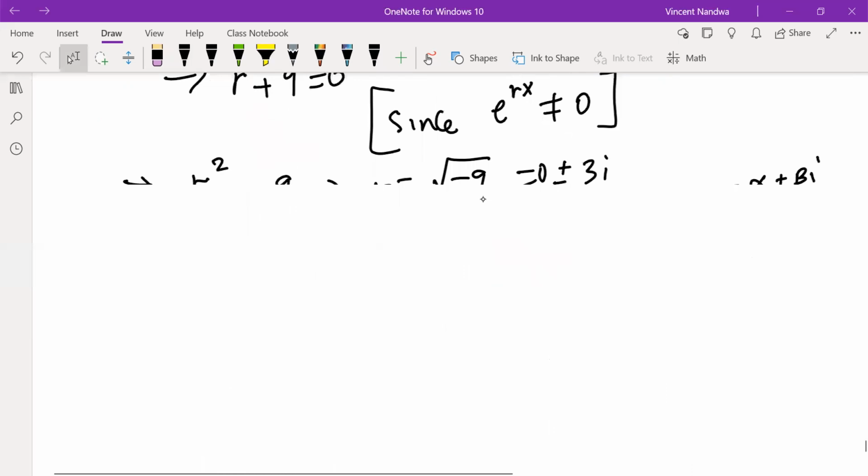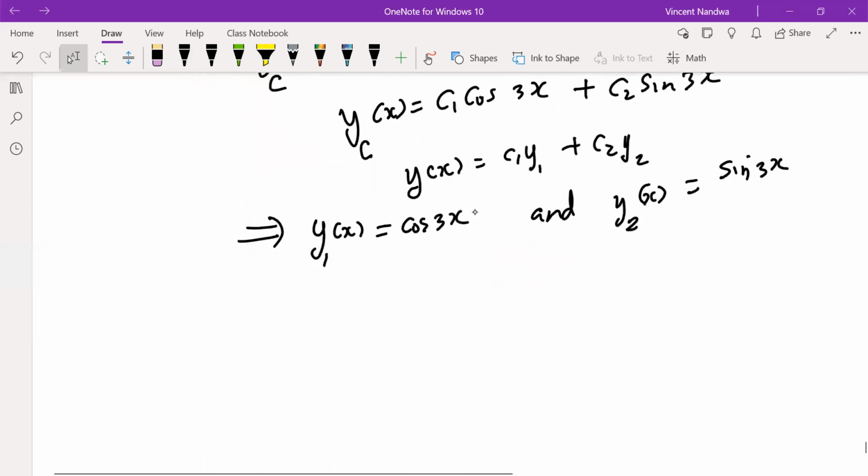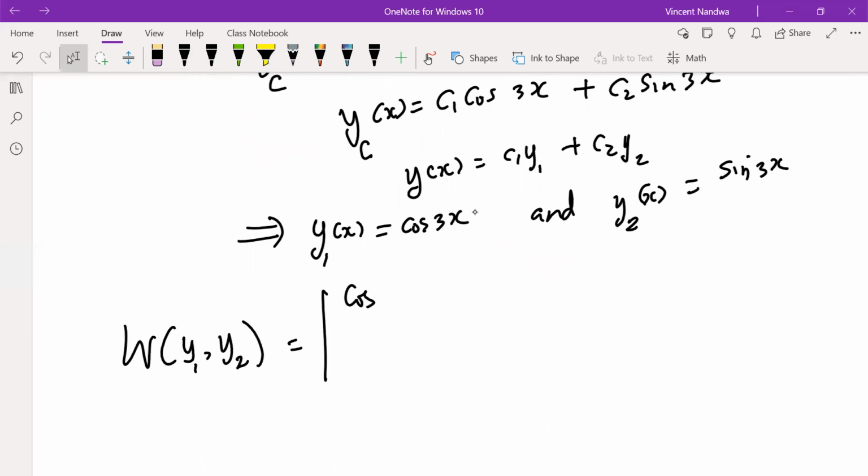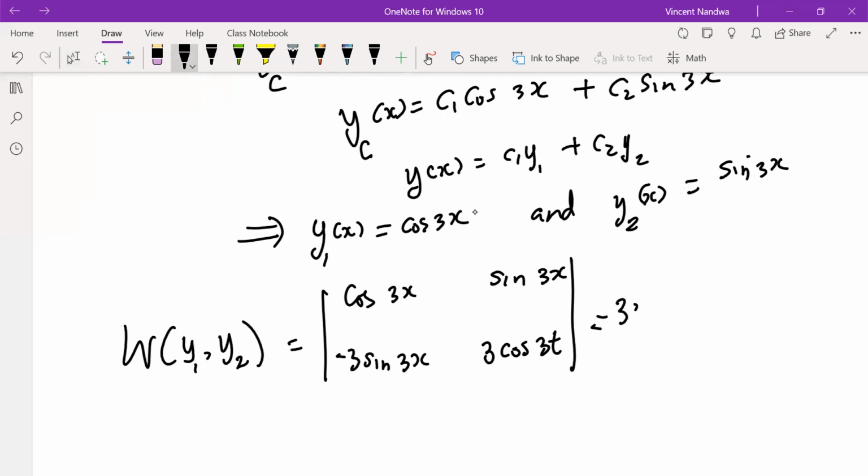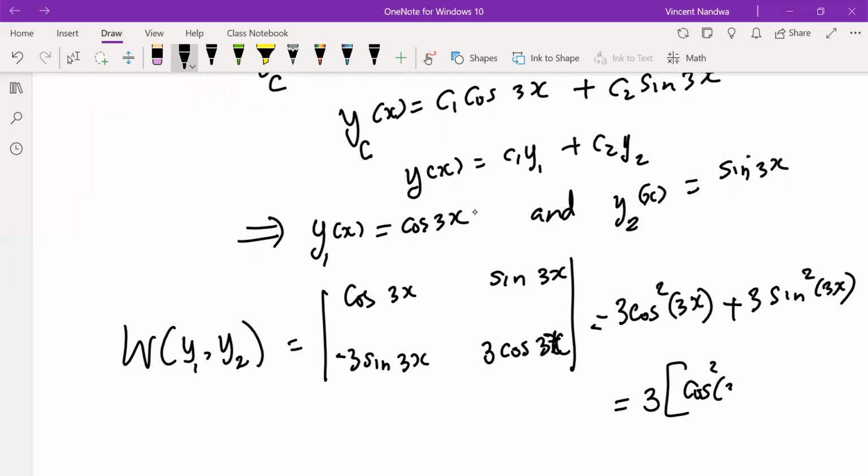Now, the Wronskian of y1, y2 is the determinant of cos 3x, sine 3x. The derivative of cos 3x by the chain rule is negative 3 sine 3x, and the derivative of sine 3x is 3 cosine of 3x. This gives us 3 cos squared 3x plus 3 sine squared 3x, which is the same as 3 times cos squared 3x plus sine squared 3x, which is just 3 times 1, which is 3.